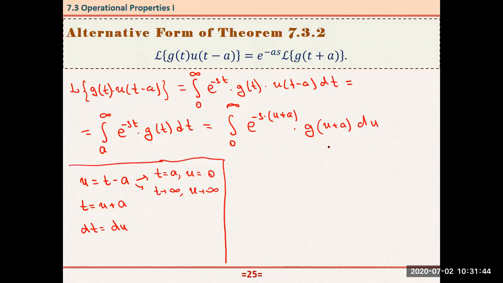Okay. So what we have here, now our independent variable is u, right? And here, e to the power minus s times a has nothing to do with u. It's not dependent on u. So I can just take this out of the integral. So here we have e to the power minus s times a times what we have here, from 0 to positive infinity, e to the power minus s times g of u plus a.